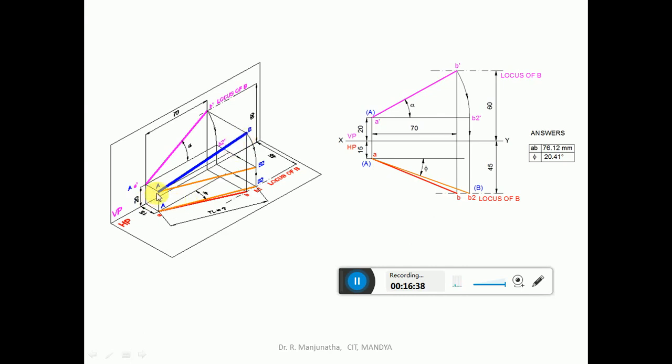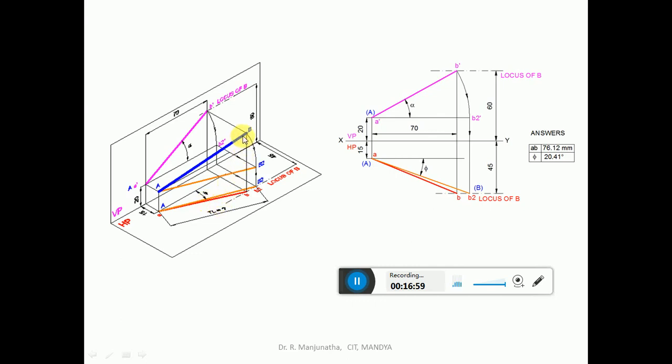With A as center, take the radius of AB, rotate such that B is also above HP by 20 mm. So that line will come parallel to HP. So when you look from the top view, that image is going to fall on HP. So now this can be seen here as AB2, which is the true inclination with respect to VP, which is phi.